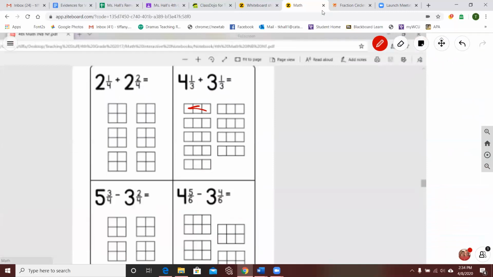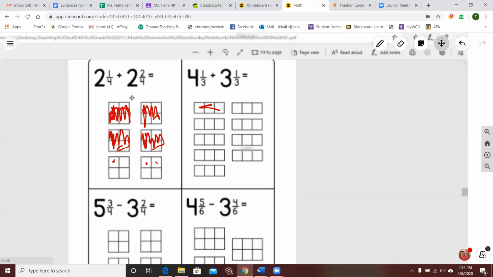All right, over here we have 2 and 1/4 plus 2 and 2/4. So I'm going to shade in 2 holes and then 1/4. Here I'm going to shade in another 2 holes and then 2/4. So 1, 2. So now I'm going to add them together.